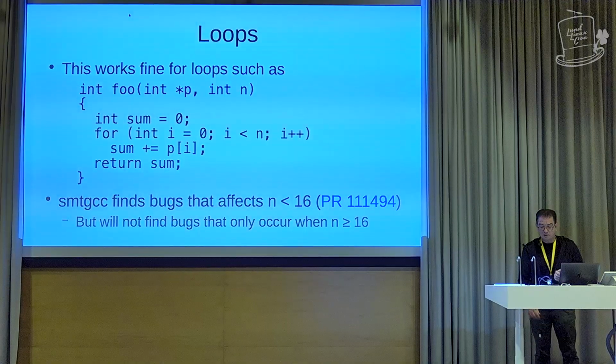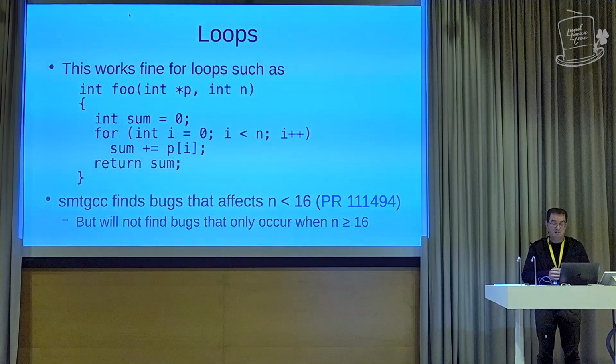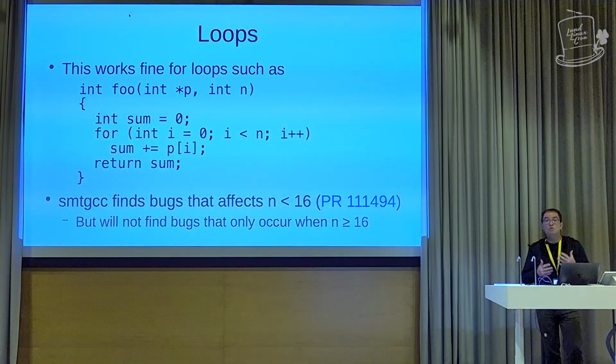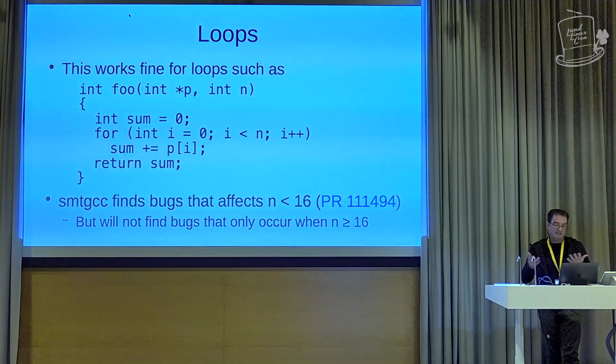That works perfectly fine for functions like this. So what the tool will do is that as long as n is less than 16, everything is defined, and it may find bugs there. But if you pass n is 17 or up in this function, it will say that it's undefined behavior, so I don't need to check anything. So it's not an optimal solution, but it's sort of a good compromise. And so if you find bugs, they happen in the first 16 iterations.